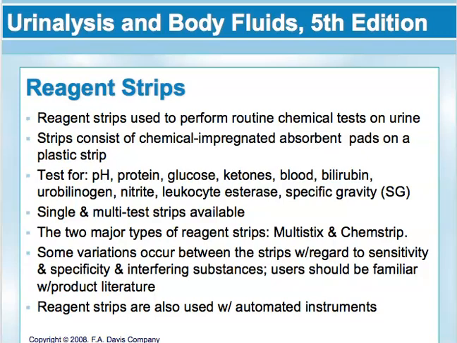These strips are made up of chemical impregnated absorbent pads that are attached to a plastic strip. A color producing chemical reaction takes place when the urine comes in contact with the pad, and each test on the reagent strip takes a different amount of time to react. The color reactions are compared to a chart provided by the manufacturer or read by an automatic analyzer.